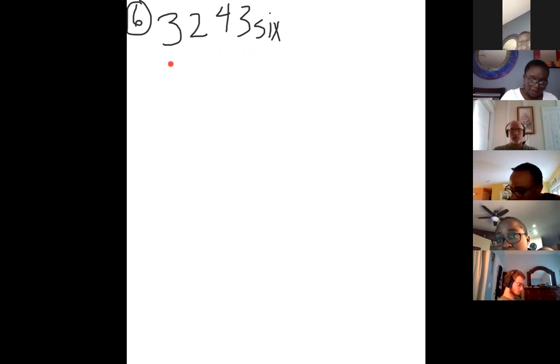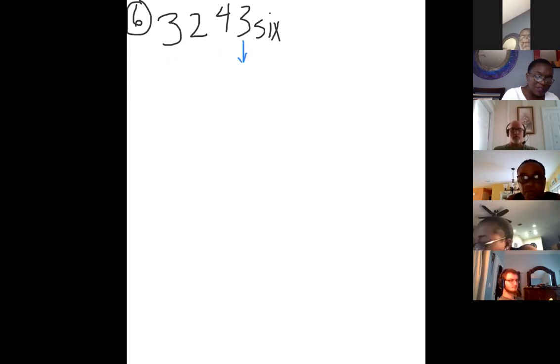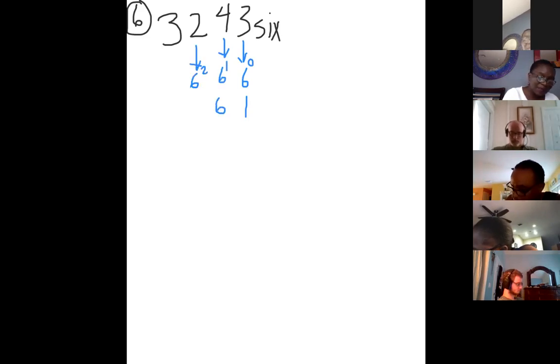Now I'm going to write this out for you so you guys can actually see it. So this is 6 to the 0, which is 1. This represents 6 to the first power, which is 6. The 2 represents 6 to the second, which is 36. And so the 3 represents 6 to the third power, which is 216.